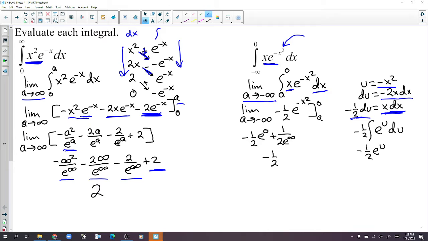So this ends up being this, and this ends up being negative 1/2 du, and then we're integrating e to the u, because u is negative x squared. So the antiderivative is negative 1/2 e to the u. So here's negative 1/2 e to the negative x squared. When we plug 0 in, we get the negative 1/2. When we plug a in, that goes down to the denominator, and then we eventually plug infinity in for that. So we get negative 1/2.